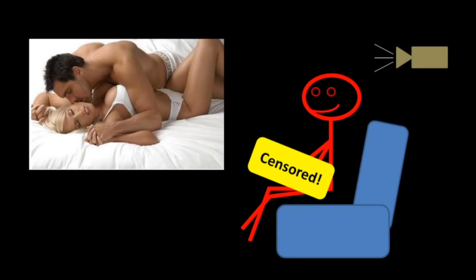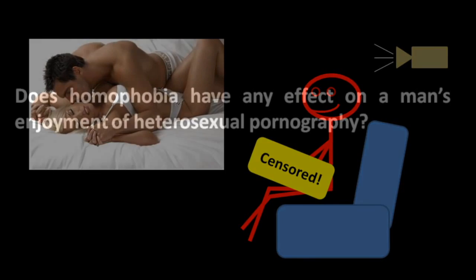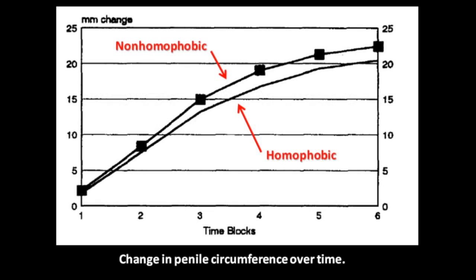Once you've finished sampling erectile data from your trusty boner meter, ask yourself, does a little homophobia have any effect on a man's enjoyment of wholesome guy-on-girl action? Surely not, right? Well, if that's what you're thinking, then you're absolutely correct. As the graph clearly shows, the difference in penile diameter between each group was essentially negligible. Homophobes and non-homophobes appear to enjoy classic porn equally well. Who'd have thunk?